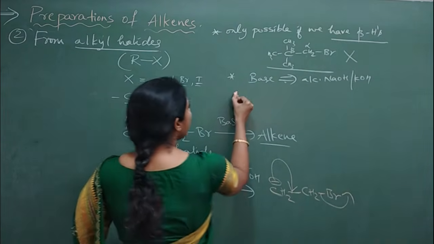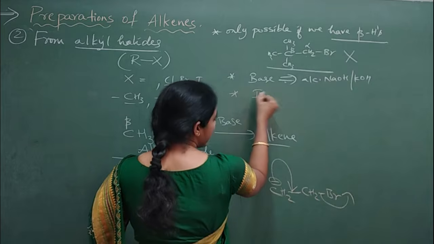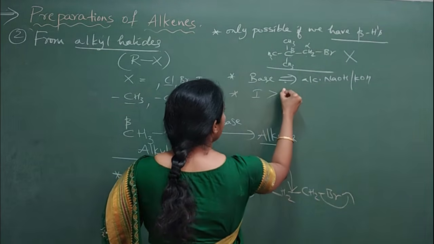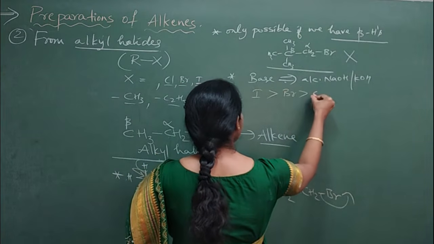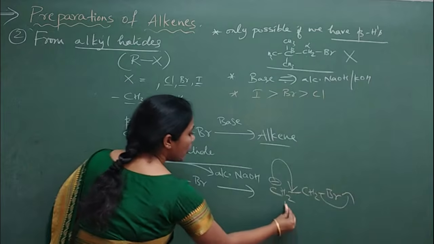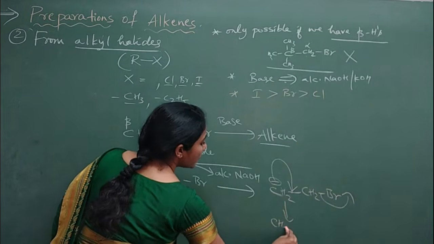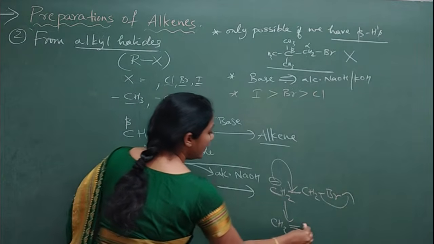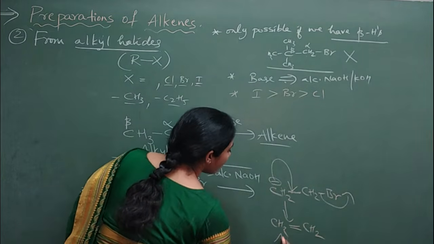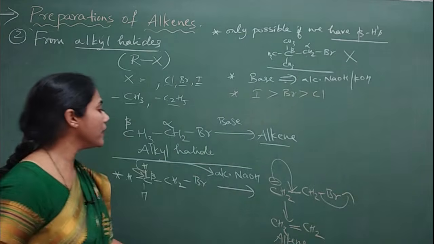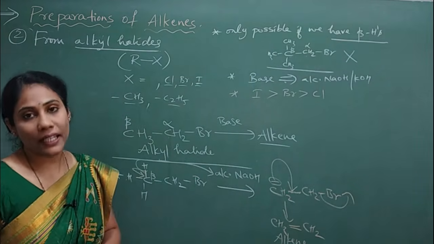So actually, if iodine is there, that will be the best leaving group compared to Br. Br is the best leaving group compared to Cl. Clear? So in the next step, what do you get? CH2. So whenever this charge moves onto this bond, you will get a double bond and CH2. So this is how you got alkene here. So ethene is formed by this particular mechanism.